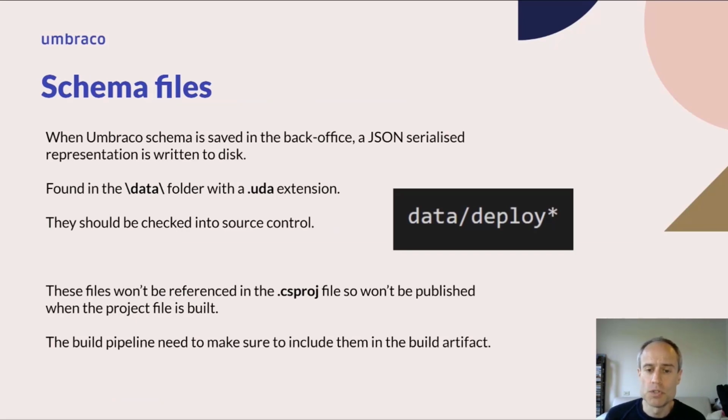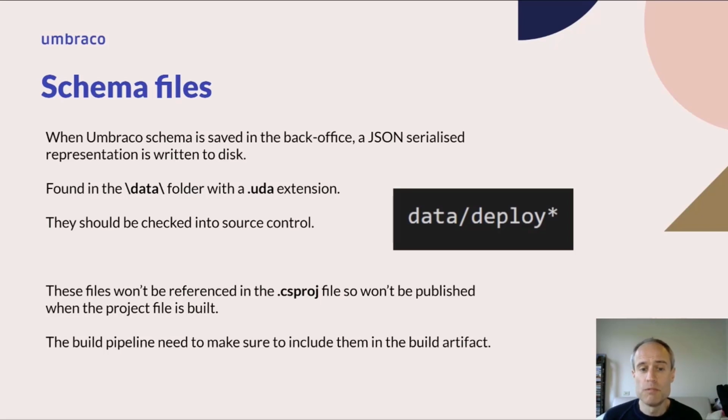Adding the data files to source control is straightforward enough. They will appear as changed files within the local Git repository and can be added, committed and pushed in the normal way. Your git ignore file should include the line shown on the slide. This will exclude the temporary files generated by deploy that always have a deploy prefix, but importantly still include all the generated schema files.